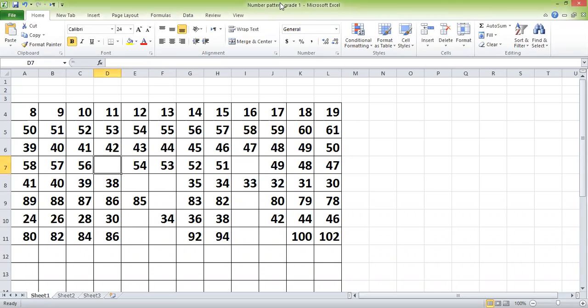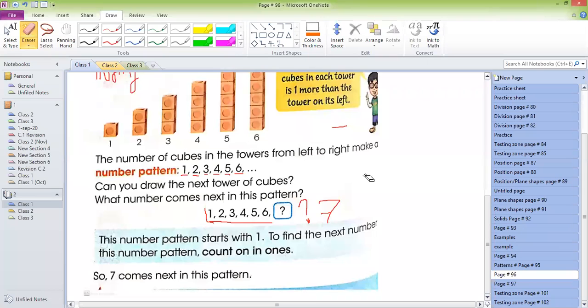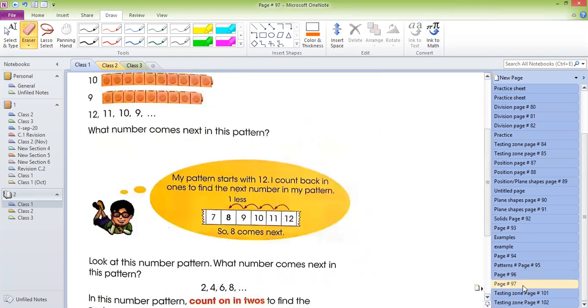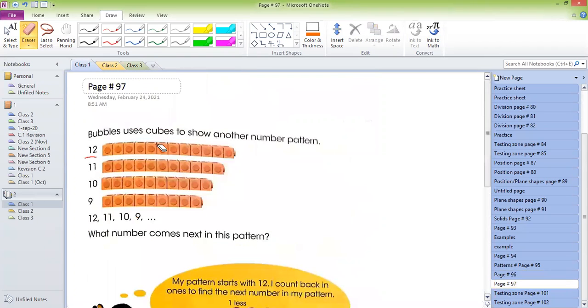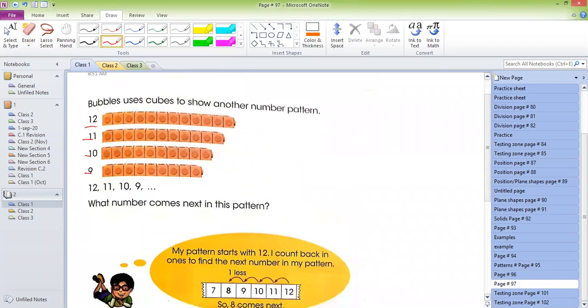That's very good. For that, let's move to the book also, guys. This example we will check in the book also. Look, Bubble uses cubes to show another number pattern. She had 12 cubes, then she had 11, then 10, and then 9. Okay, 12, 11, 10, 9. What number comes next in the pattern? So you can see, guys, this pattern starts with 12 and we are here again counting back in ones.